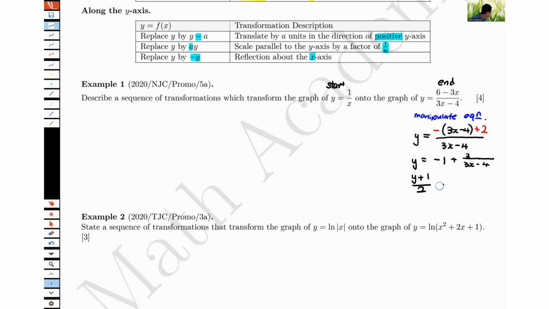I will move the 2 over to the y side. And I get 1 over 3x minus 4. The 2 at the top, I want to divide over. Okay, and the rationale for that is when I do the planning later, we start with 1 over x. Okay, start point is this.